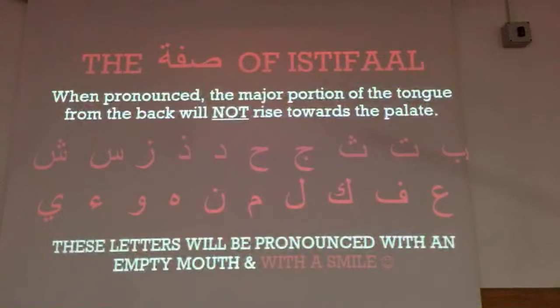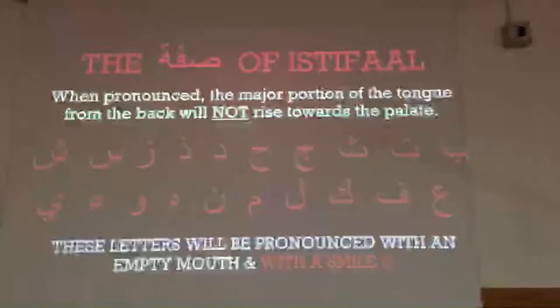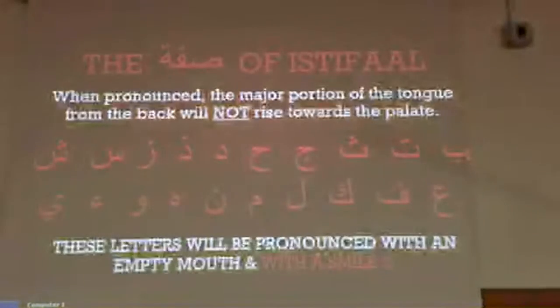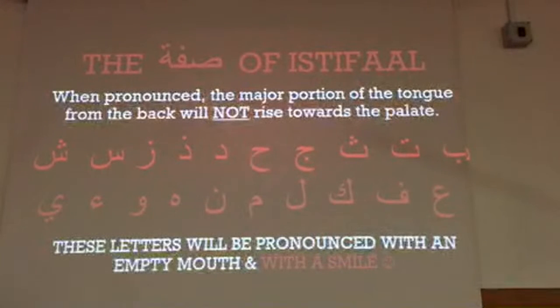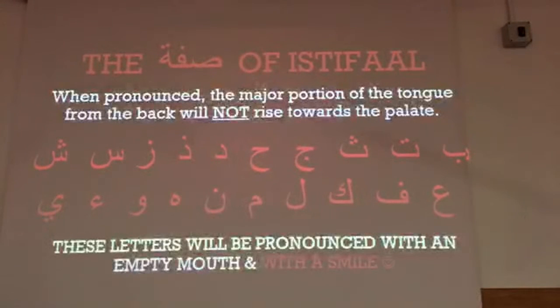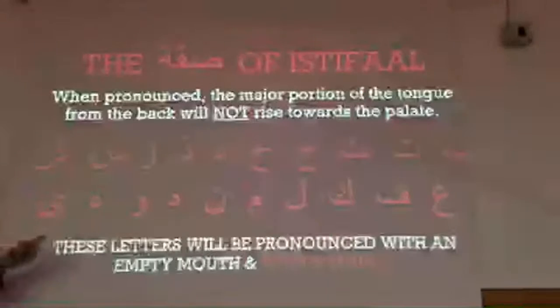So these are the first two sifat that we've come across, the sifat of isti'la and istifal. They are opposing qualities: if a letter is in one group, it's not going to be in the other group. In Arabic this is known as mutadada, which means opposing. A lot of the qualities in Arabic are either mutadada or ghayr mutadada, meaning some qualities are opposing and some are not, so there's no opposite to some qualities.